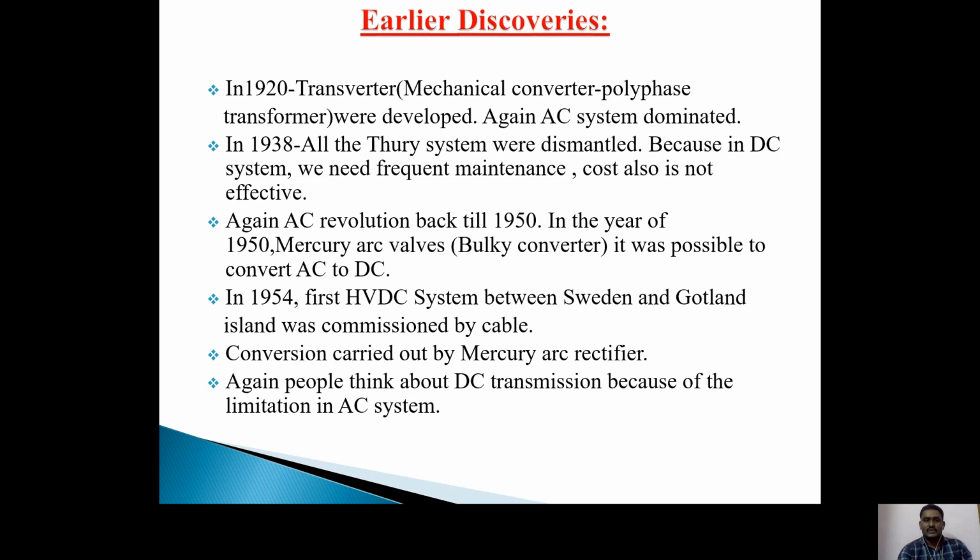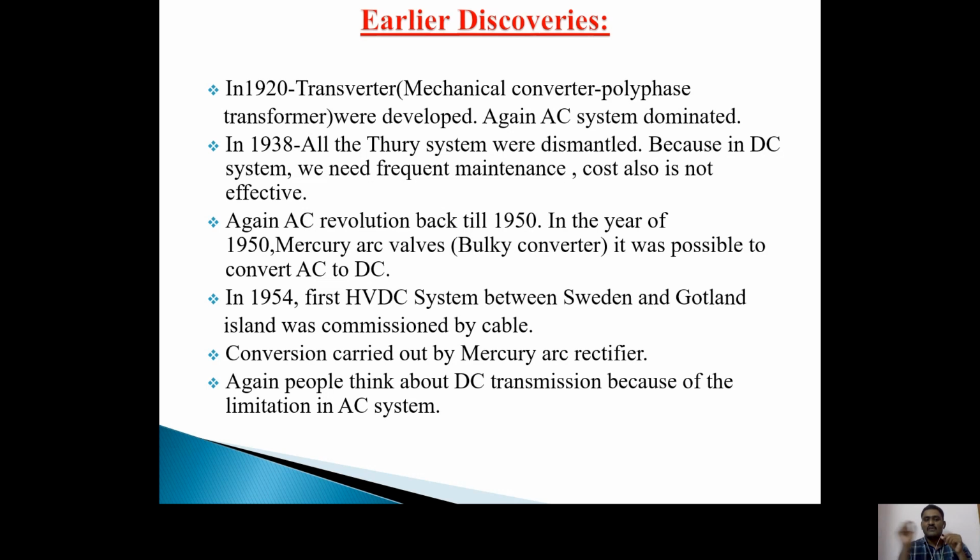Okay, so after dismantling of the system, the AC revolution came back till 1950. In the year 1950, with the mercury arc valves, it was possible to convert AC to DC. The mercury arc valves were used to convert the power from one form to another. These are the first valves we used for conversion.